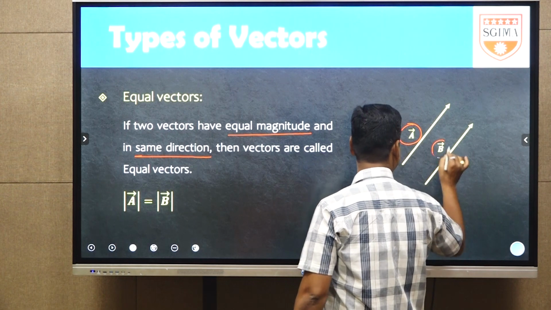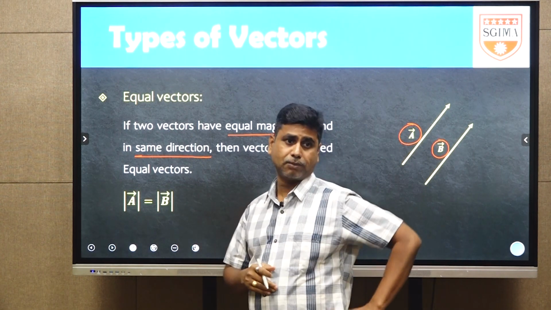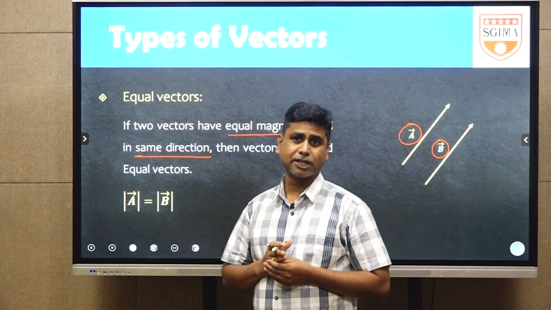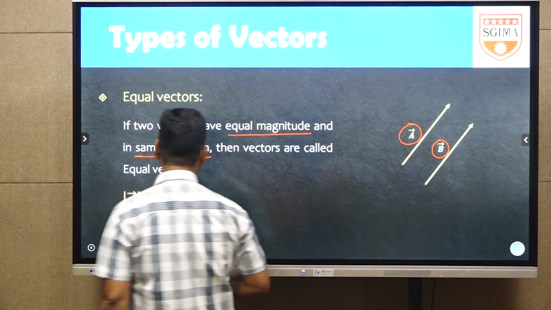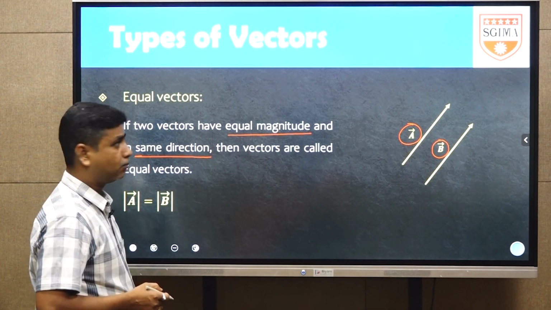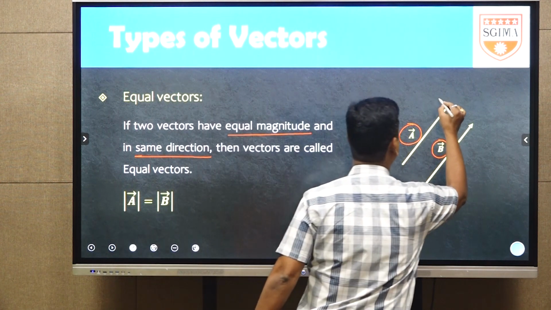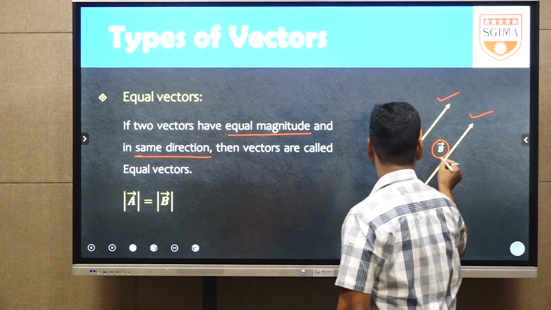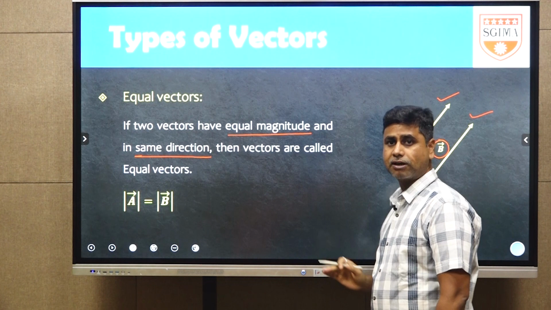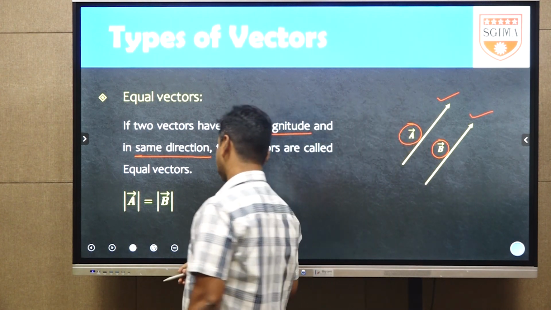B bar is another vector, and its magnitude is modulus of b bar. Both have the same magnitude, which means modulus of a bar equals modulus of b bar. In this diagram you can observe that both are in the same direction and both have the same magnitude, so these vectors are called equal vectors.